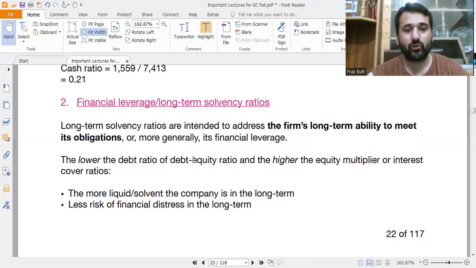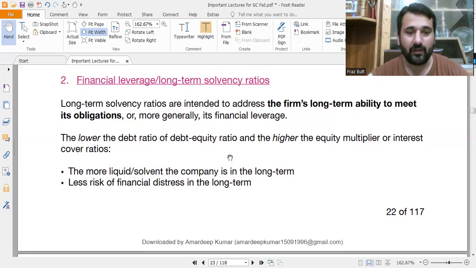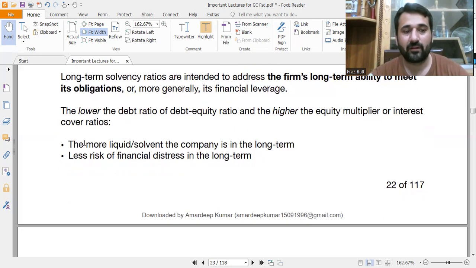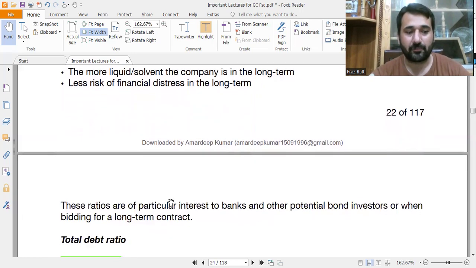The lower the debt ratio or debt equity ratio, and the higher the equity multiplier and interest cover ratio. If the debt to equity ratio is lower, it means the equity multiplier is higher. What is this? I will tell you in the coming sentences. The more liquid or solvent the company is in the long run, the less risk of financial distress in the long run. Like, the company should not be having financial pressure in the long run. It should have less pressure in order to meet its long-term financial obligations.